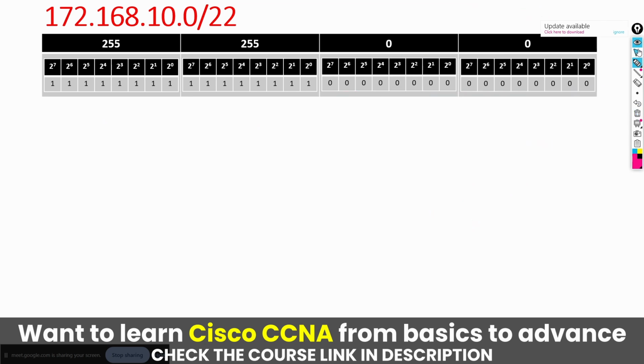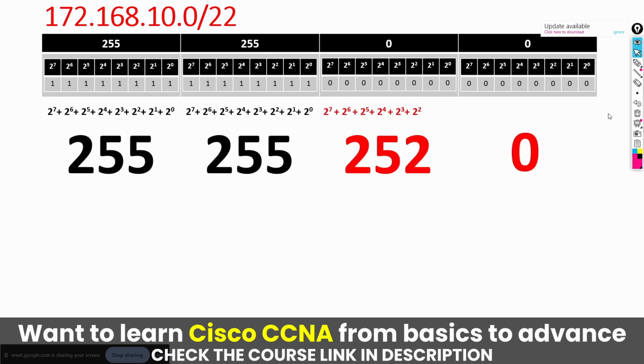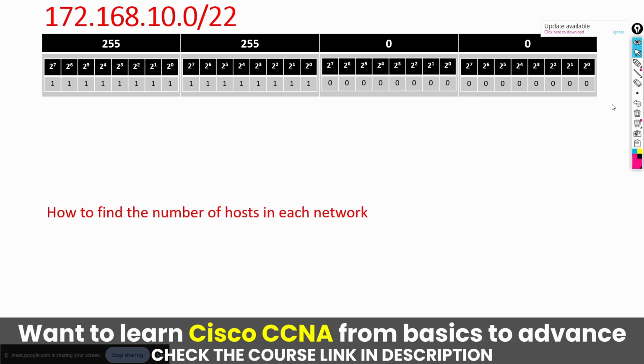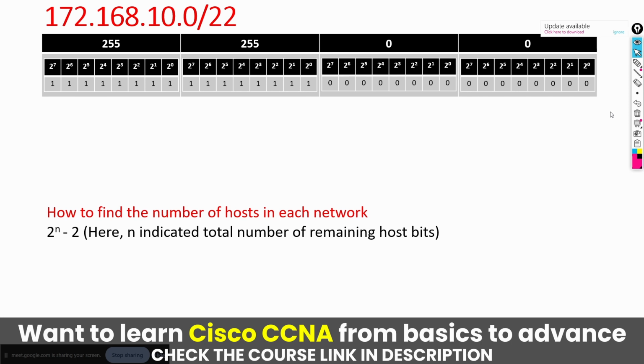Okay. Next, got it. All right. Now how to find the number of hosts in each network? Tell me what is the formula? 2 to the power n minus 2. Good. Where n indicates the number of remaining host bits. So how many bits are remaining in the host part? We have borrowed 6 bits, right? So 10 bits are remaining in the host part. So what will be the answer here? 2 to the power 10 minus 2. Good. What will be the answer?